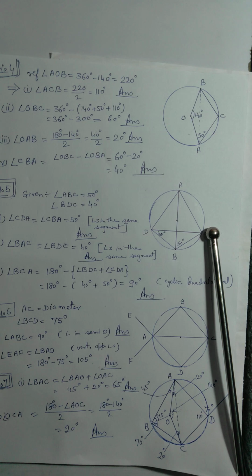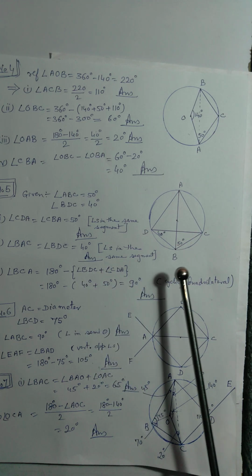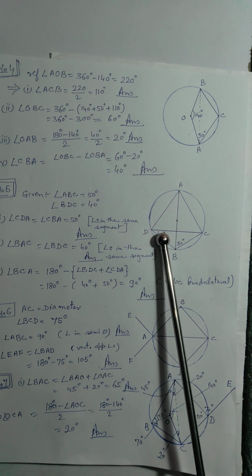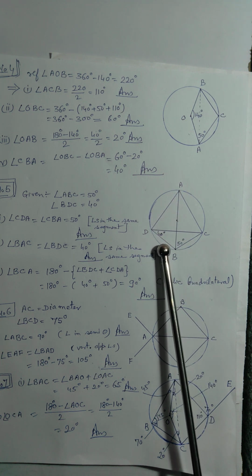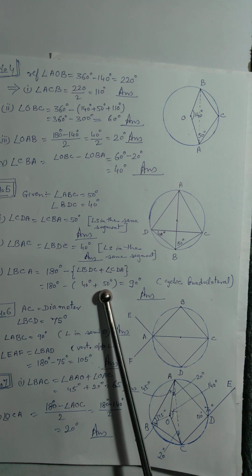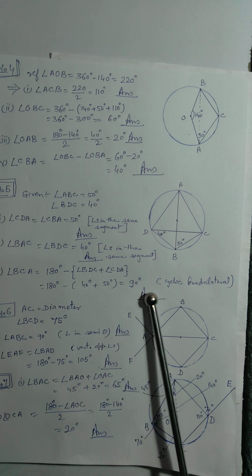BDC plus CDA, ये टोटल एंगल ले लिया हमने. So 180 degrees minus 40 plus 50, that is 90 degrees. Minus, subtracted, 90 degrees.